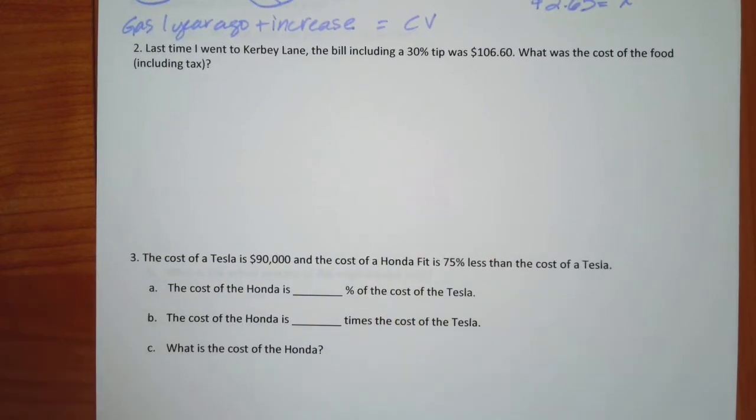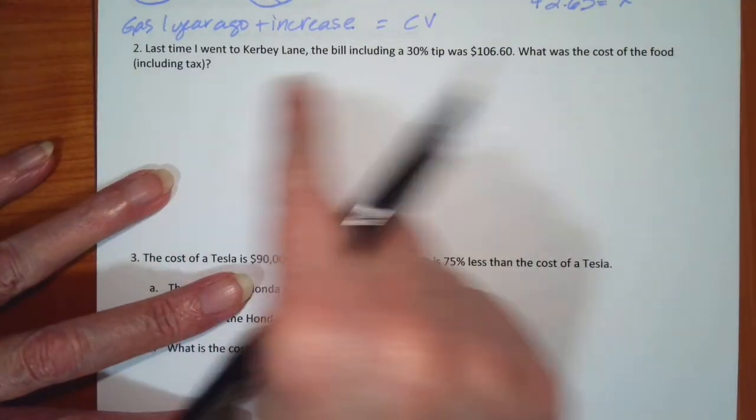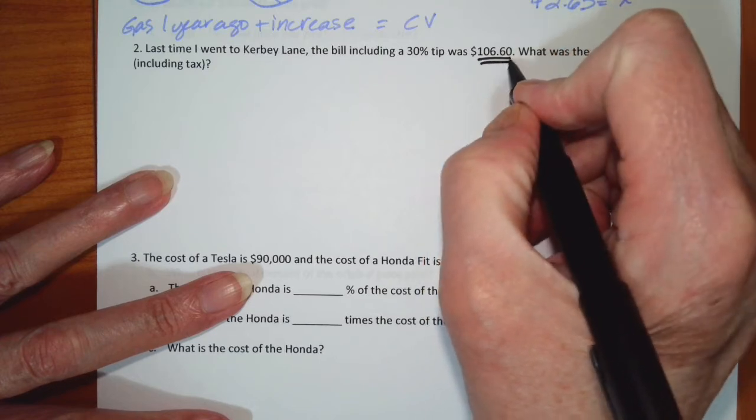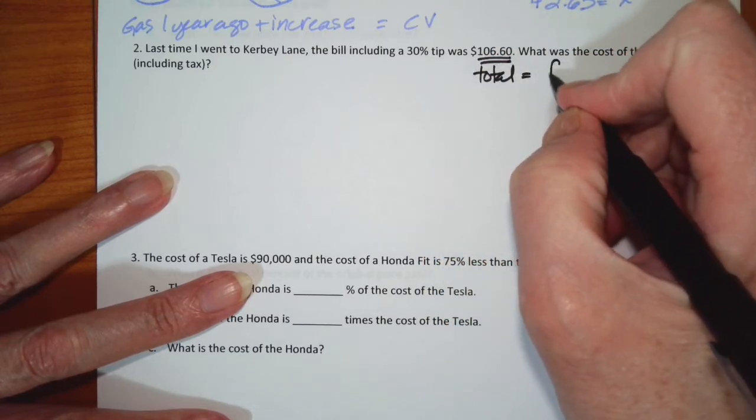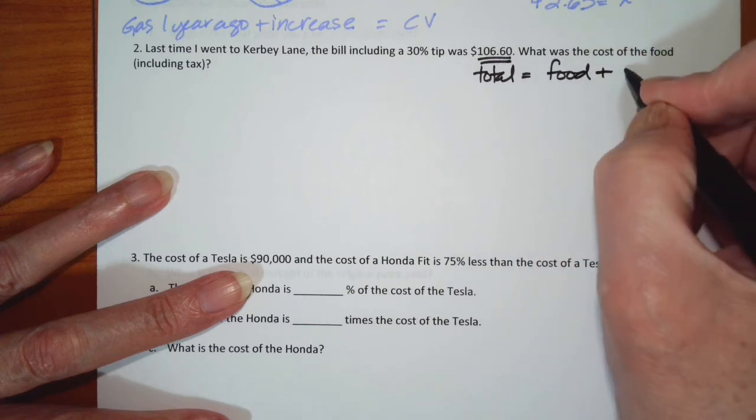Okay, last time I went to Kirby Lane, the bill including a 30% tip was $106.60. What was the cost of the food, including the tax? Now this is the one that is the hardest to do because your first inclination is, well, I'll just take 30% of 106.60. You're not, because then you're giving a tip on the tip. So you know that this 106.60 is the total, and it equals the food plus the tip.